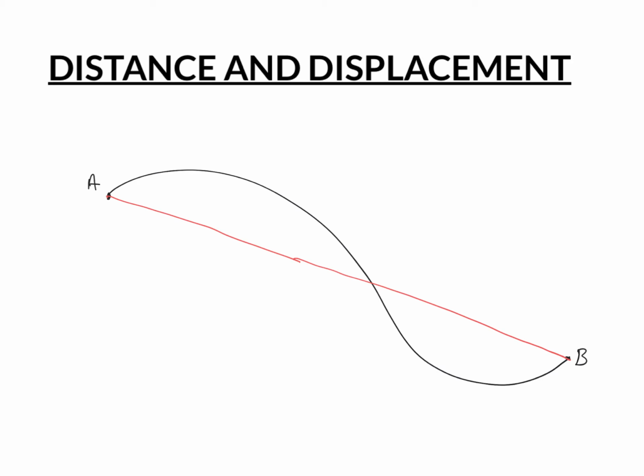So the magnitude of displacement is nothing but the length of this line, or we can say that it is the shortest distance between the initial point and the final point, and distance is the length of the path traveled by the object. And this distance is a scalar quantity, but displacement is a vector quantity. So we should specify the direction of this displacement. The direction of displacement is always from the initial point to the final point. So this is representing the direction of displacement.